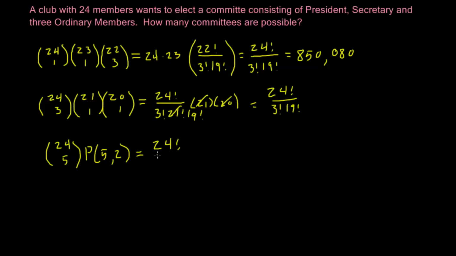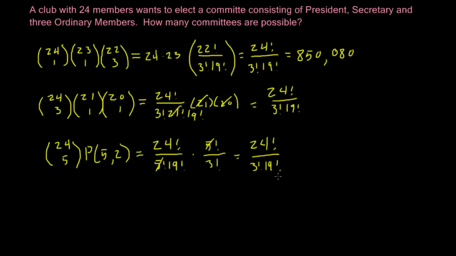This is 24 factorial over 5 factorial, 19 factorial. And P 5 2, I know that that's just 5 factorial over 5 minus 2, which is just 3 factorial. And we see almost immediately our 5 factorials cancel, and we get 24 factorial over 3 factorial, 19 factorial.